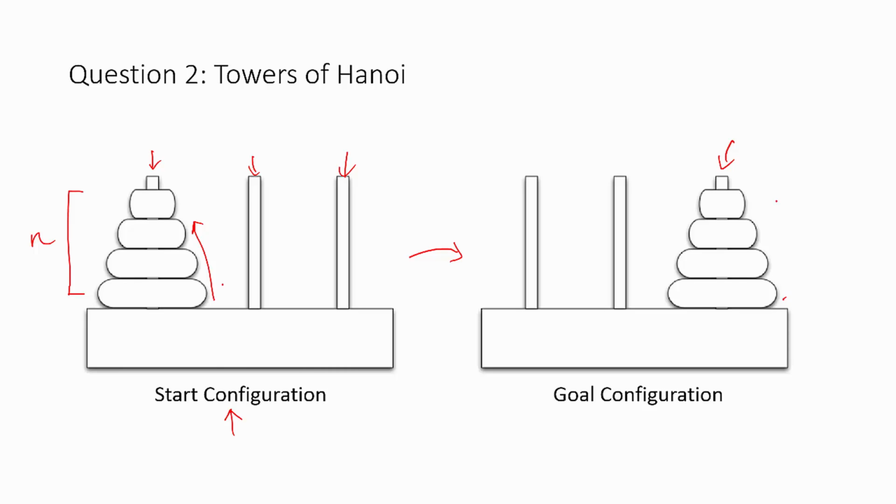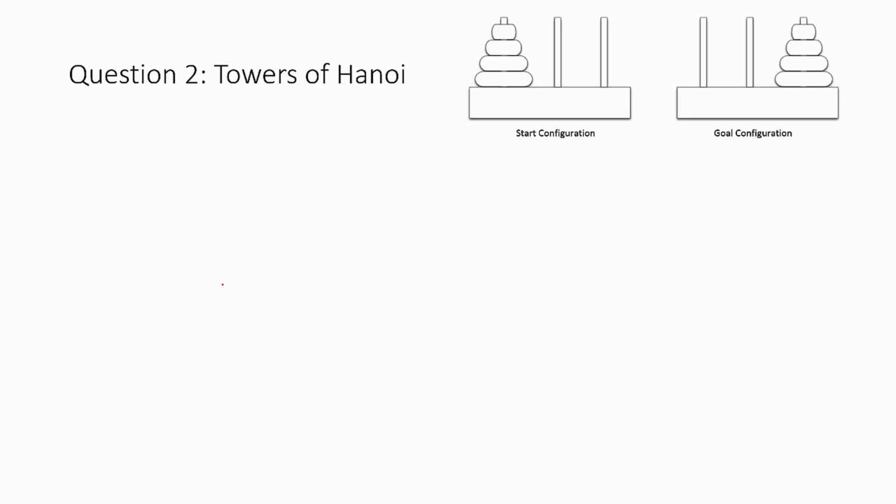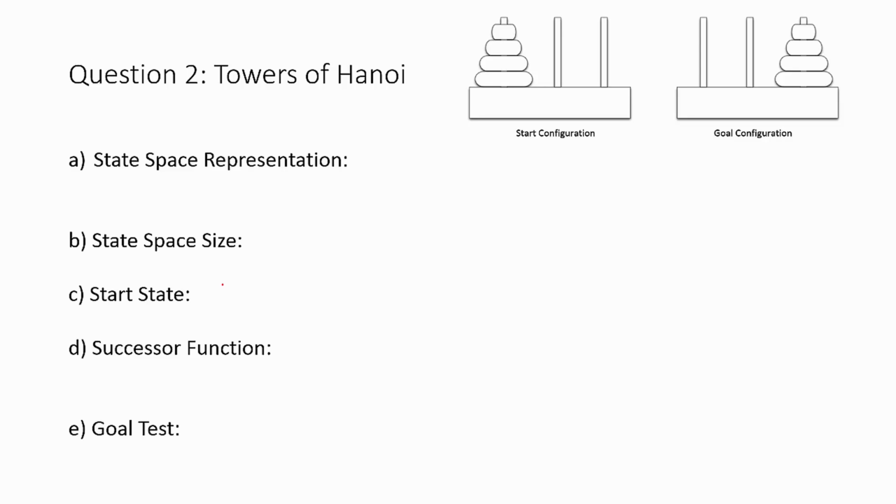Okay, so let's start by thinking about a state space. There's quite a few variety of possible answers here, but let's first think about what kind of information we need. Recall that our state representation should be minimal and must encode information to help us define the start state, the successor function, and the goal test. So the most important information here is which set of disks does each peg contain. A similar statement to this is which peg does each disk lie on.